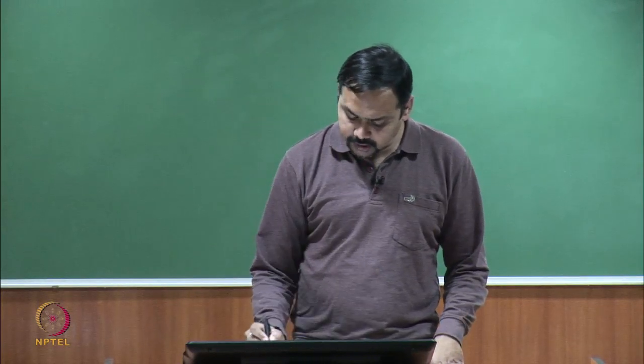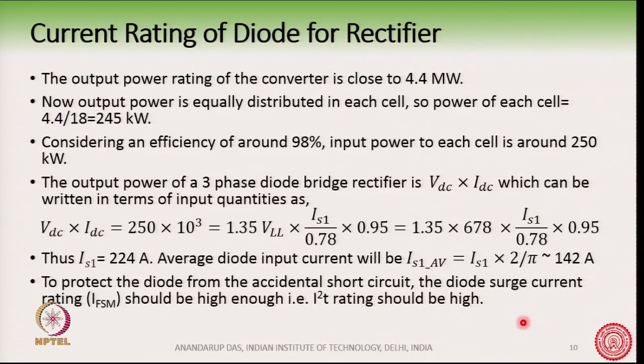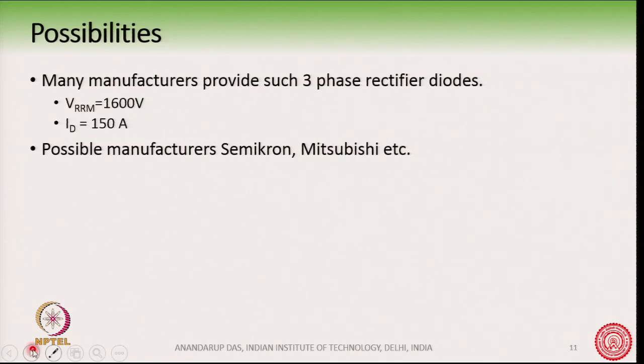So, remember this I square T rating also you should check. And then with this VRM and ID, you can see many manufacturers offer 1600 volt and 150 ampere rating. So, Semikron, Mitsubishi, Infineon, ST and many other manufacturers. You can just have a look into the websites.